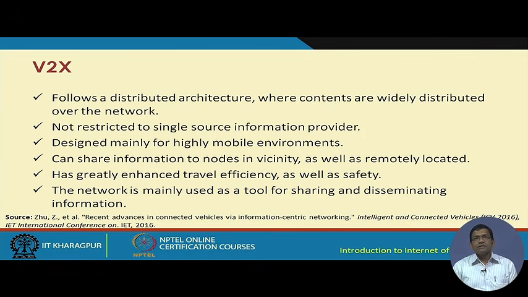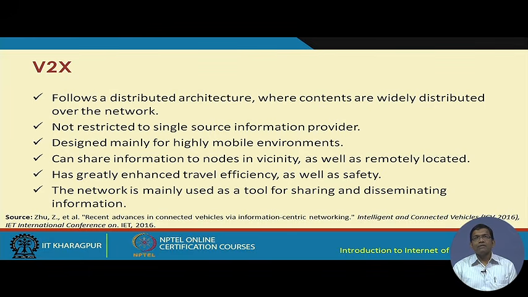It is not restricted to a single source information provider. It is designed mainly for highly mobile environments, and vehicular environments are highly mobile environments. The vehicles can share information to nodes in the vicinity as well as to remotely located nodes. So, here V2X has greatly enhanced the travel efficiency, the safety, security and so on.